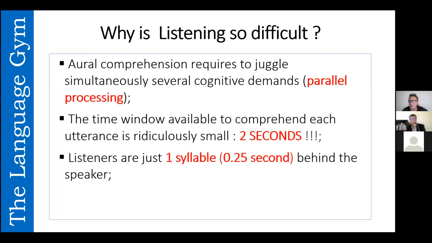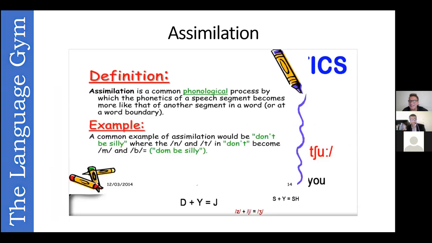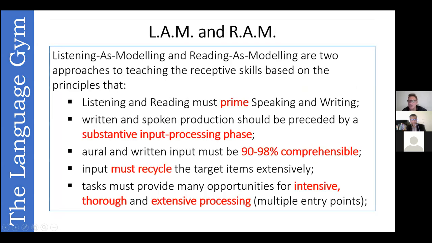Another reason why listening is so difficult is because of a phenomenon called assimilation. Words modify each other. For instance, in French, je ne sais pas becomes je sais pas, or chais pas. Or in English, don't be silly. It's not pronounced with each word separate. That makes it harder for students to listen, so they need training on that. So imagine having activities which train the student's skills.